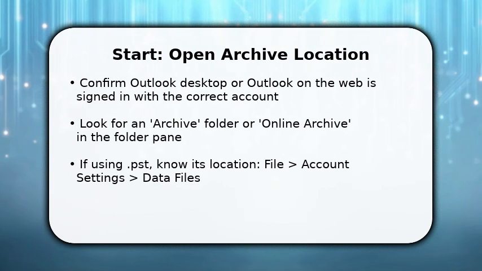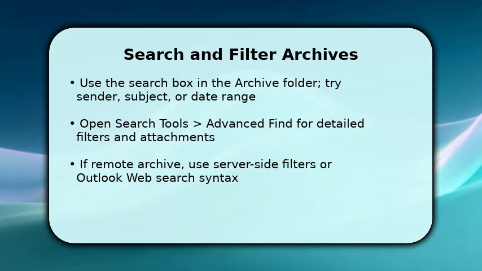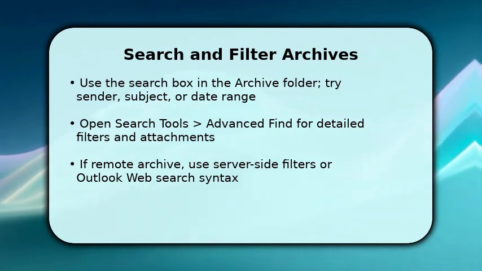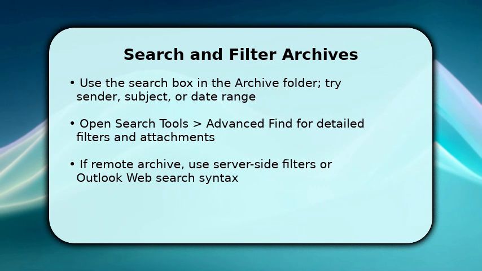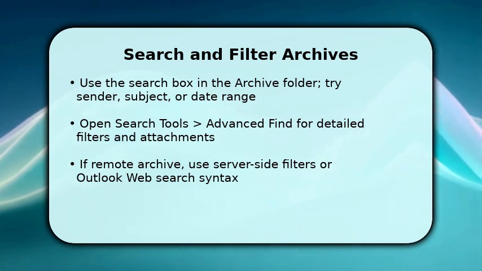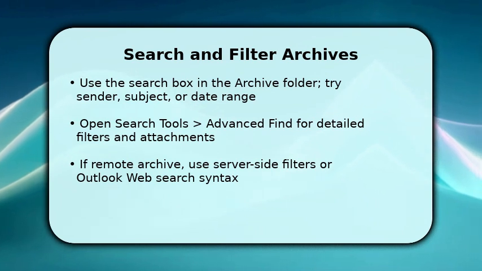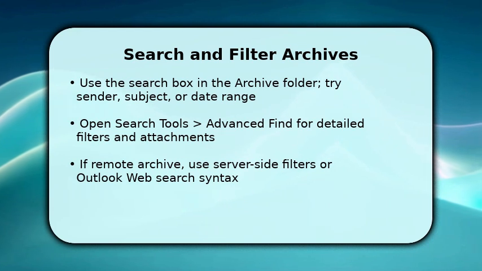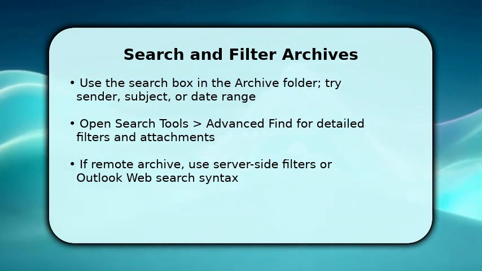Now you'll drill down to find specific archived messages. Click into the archive folder and use the search box with keywords, sender names, or a date range to narrow results quickly. When you need precision, open search tools and run advanced find to add fields like message contains, to, from, or attachment status. If the archive is on the server, switch to Outlook Web and use its search syntax for server-side indexing. That's faster for large archives. This stage locates the exact items to restore or export.